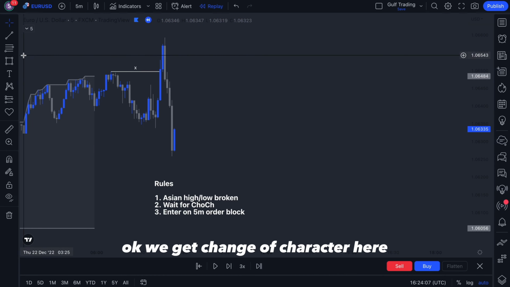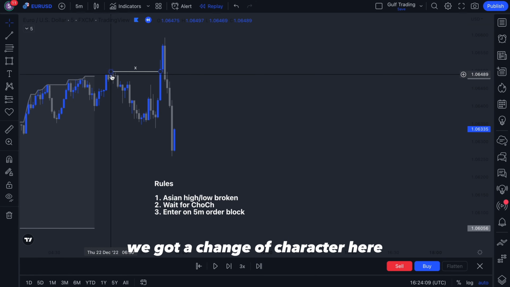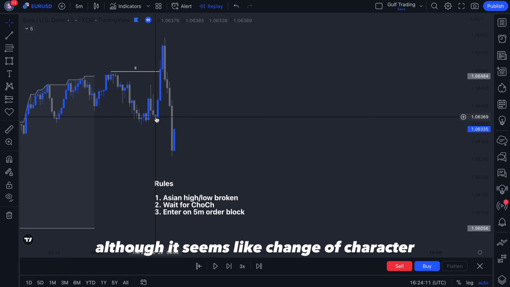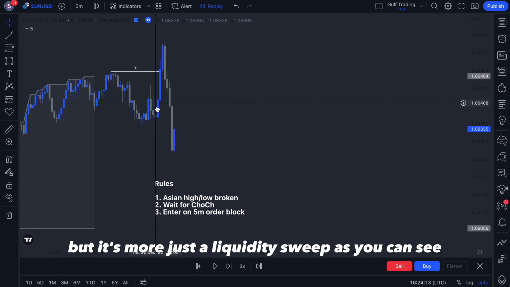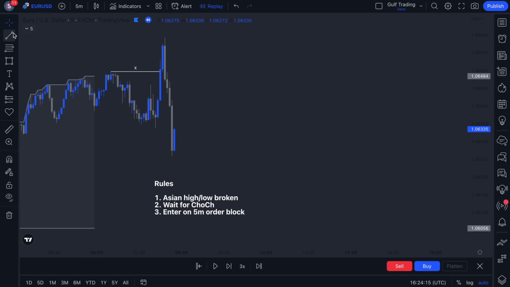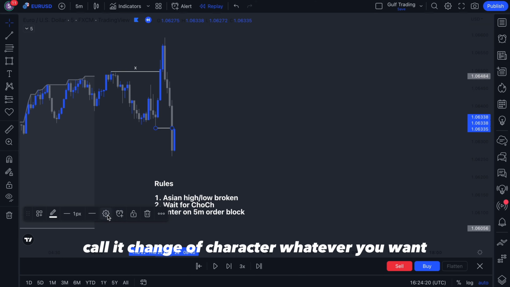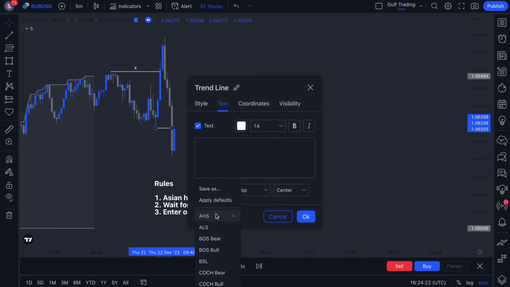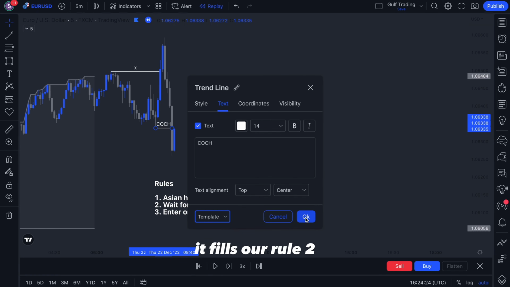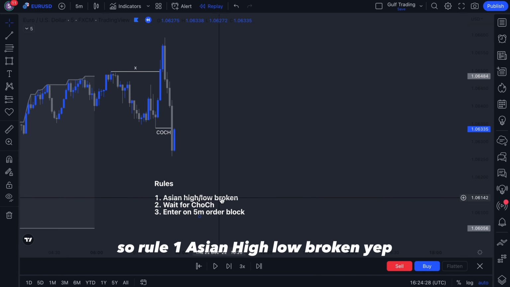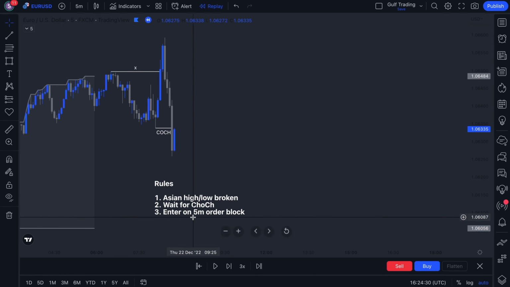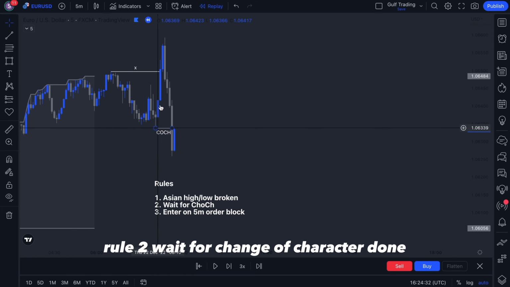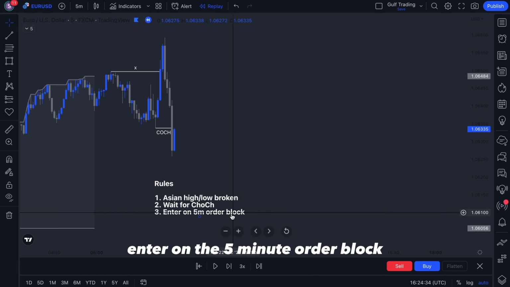Okay, we get a change of character here going bullish, although it seems like a change of character, it's more just a liquidity sweep. As you can see, price pushes up and then shoots down. But this still here, call it a breaker structure, call it a change of character, whatever you want, it fills our rule 2. So rule 1, Asian high, low broken. Yep. Rule 2, wait for change of character, done. And then step 3, enter on the 5-minute order block.